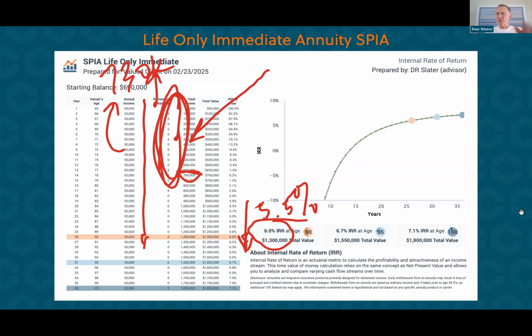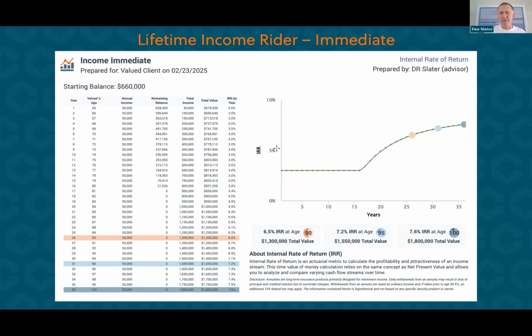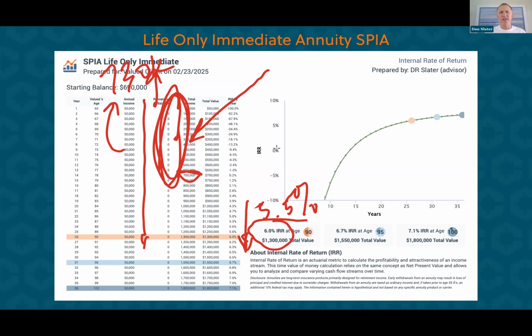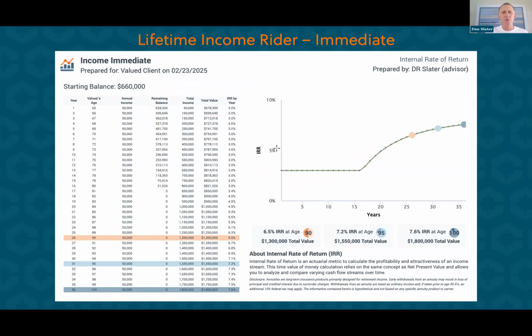A couple other questions we're going to touch on over time. A lot of it has to do with inflation and increasing income. Obviously, we talk about that a lot, the present value of increasing income. I'm going to go through a couple other examples as we look at this. So in this example, it was the life-only immediate annuity. Over here, we actually shop the lifetime income rider market. So fixed annuities, indexed annuities, variable annuities.